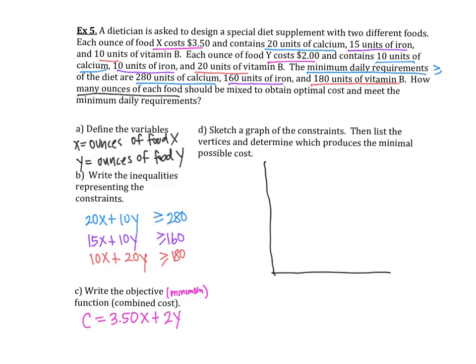Okay, it's quadrant 1, so I'm only going to look at quadrant 1, and I'm going to use intercepts again. If I want the x-intercept, I make this 0. So 20x equals 280. So x is 14, and I have no idea of my scale, so I'm just labeling it. If I want my y-intercept, 10y equals 280, my y-intercept is 0.28. So let me put this higher. My graph doesn't have to be perfect, but I want it to be reasonable so that I can tell where the vertices are.